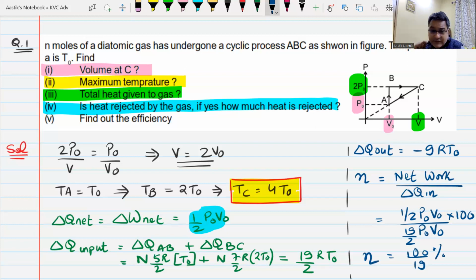Do we understand how I've done this? Yes, sir, or no, sir? Yes. Everyone understood this? Yes, sir. Pakka? I'll give you 2 minutes to note this down.